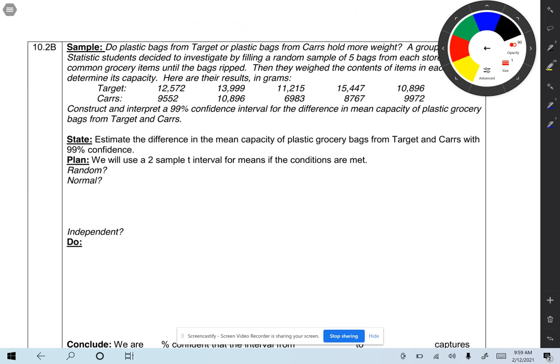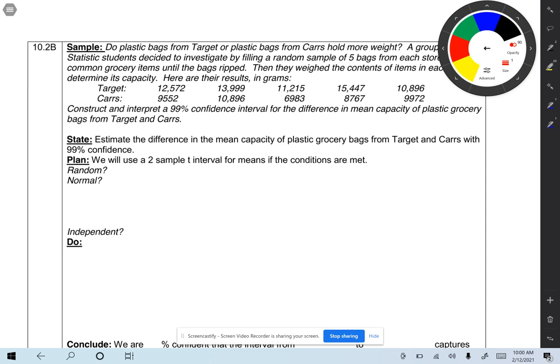Do plastic bags from Target or plastic bags from Cars hold more weight? A group of AP statistics students decided to investigate by filling a random sample of 5 bags from each store with common grocery items until the bags ripped. Then they weighed the contents of items in each bag to determine its capacity. Here are their results in grams.